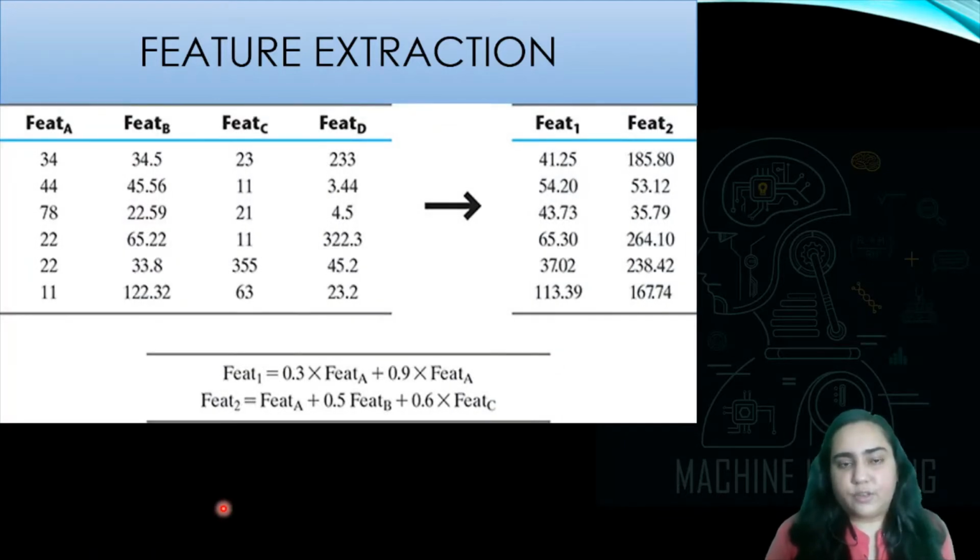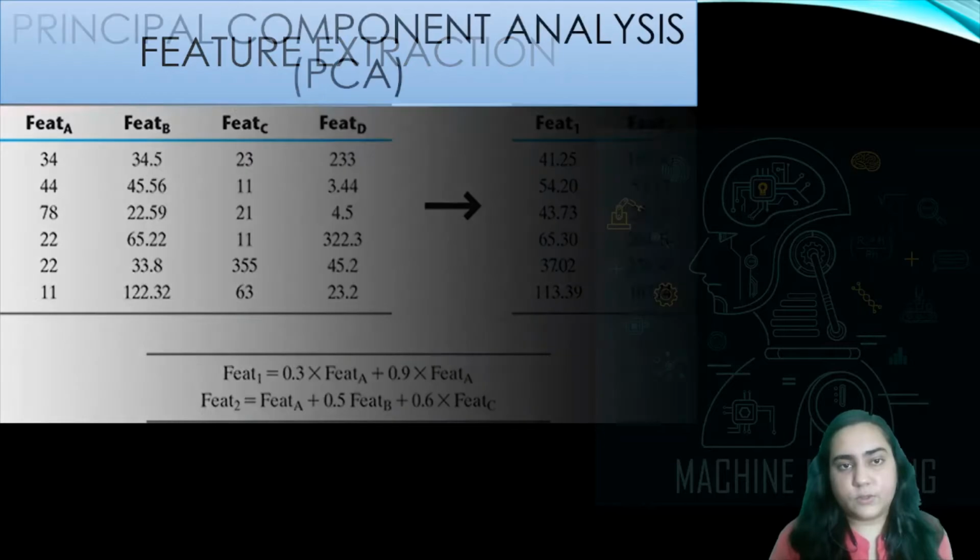Here is an example of a very simple feature extraction where there are four features A, B, C, and D. We have converted those into two features by using these formulas. Feature 1 is equal to 0.3 times feature A plus 0.9 times feature A. Actually, it's probably B over here. And feature 2 is feature A plus 0.5 times feature B plus 0.6 times feature C. So we're just using those features to convert into these two features. You could apply any kind of formula and reduce the number of features.